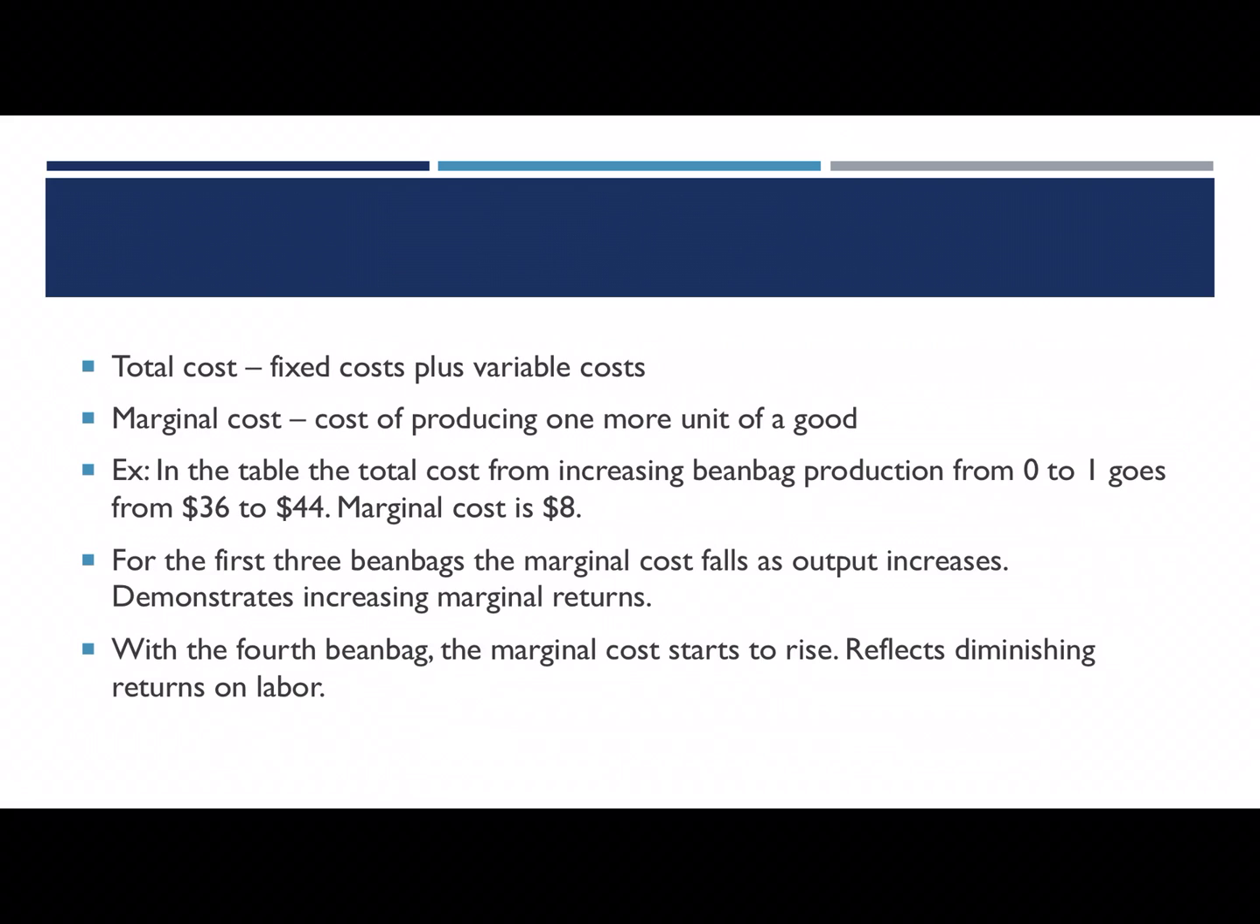Then we have total cost. That's, you add up the fixed cost plus all the variable cost. And then we have marginal cost. That's the cost to produce one more unit of a good.